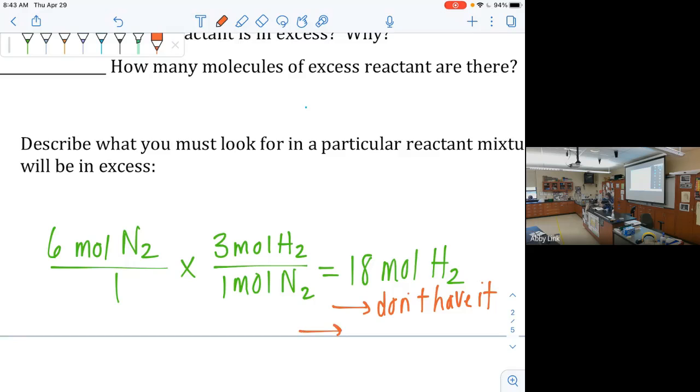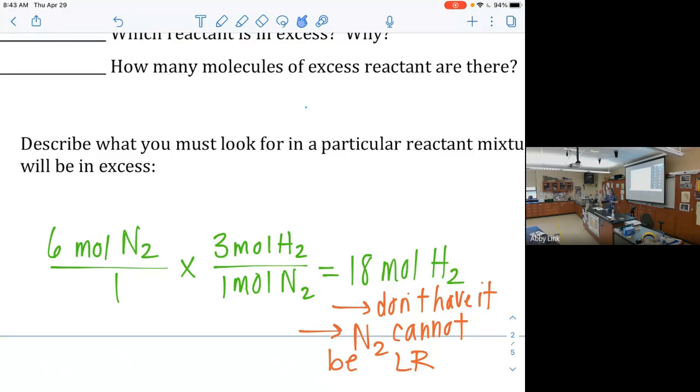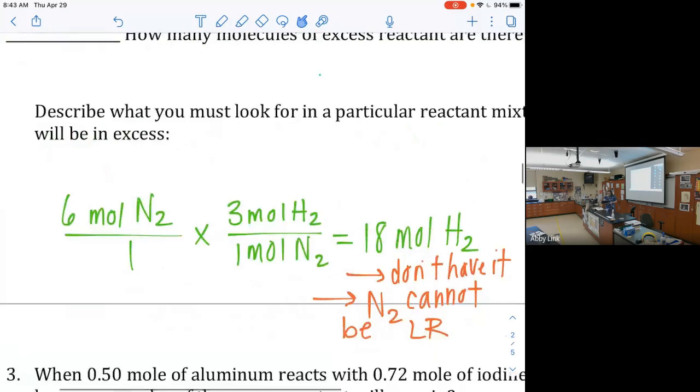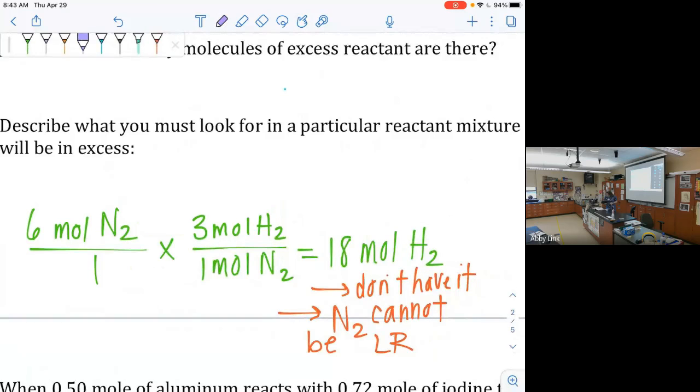So what that means, okay, is that N2 cannot be the limiting reactant. The limiting reactant to us right now means I'm going to be able to use all of it up. It's going to have 0 left. If I wanted 0 left of the N2, I would require 18 moles of H2, and you just told me I don't have it, okay? So now what I need to do is hope that I did my math right, because if I did my math right, my 12 moles of H2 should be my limiting reactant, but we have to prove it.